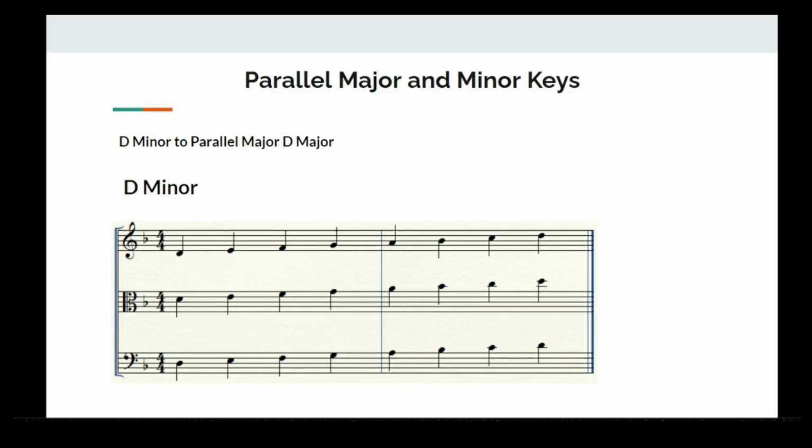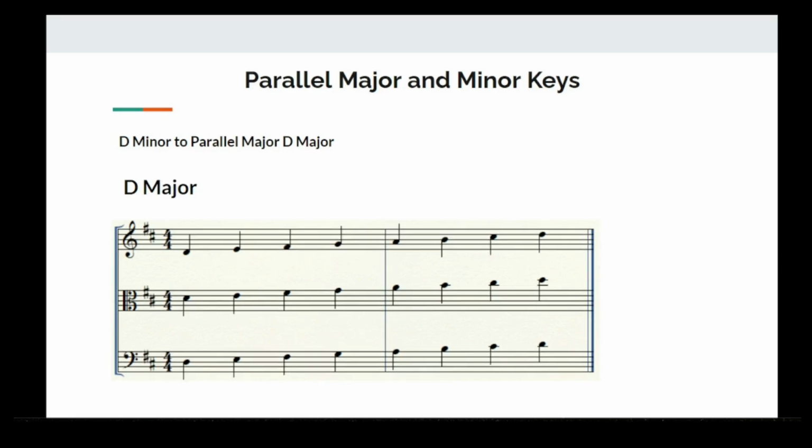Now we will look at going from minor to major, using the example of D minor. The parallel major of D minor would be D major. Again, we will keep our pitches the same and instead change the key signature by adding 3 sharps.